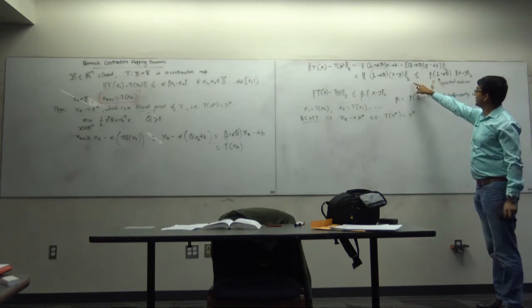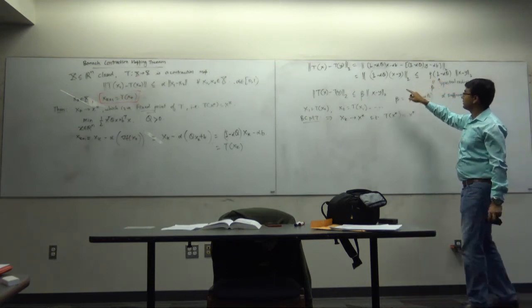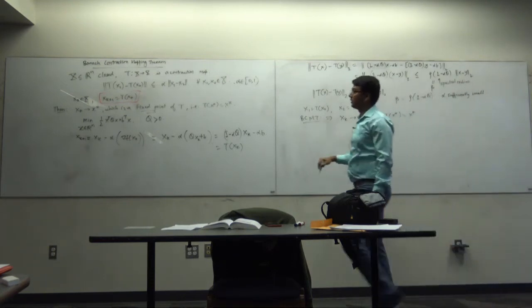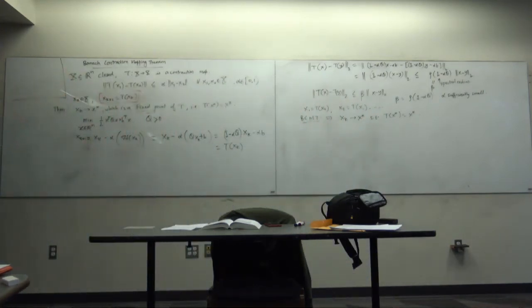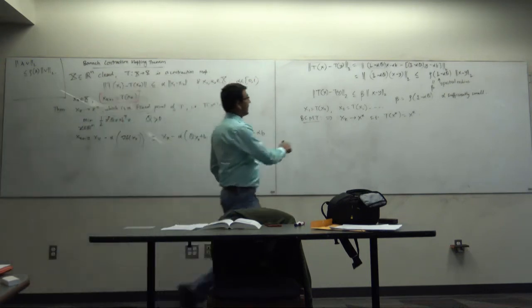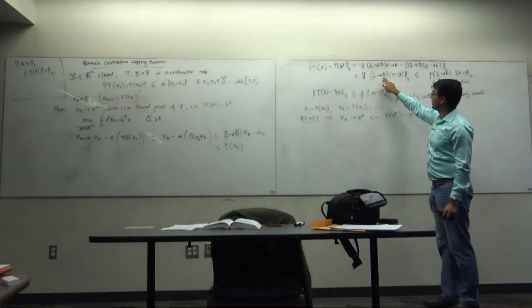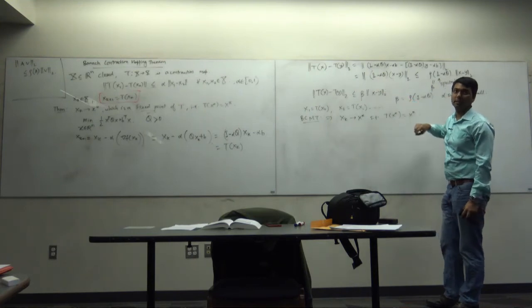So for this inequality, let me write it somewhere. This is something we covered in the first or second lecture. If you have a symmetric matrix A multiplied by a vector v, then the norm is less than or equal to rho of A times the norm of v, if you are taking the two norm. And this is a symmetric matrix, because I is symmetric and Q is symmetric, so I minus alpha Q is symmetric.